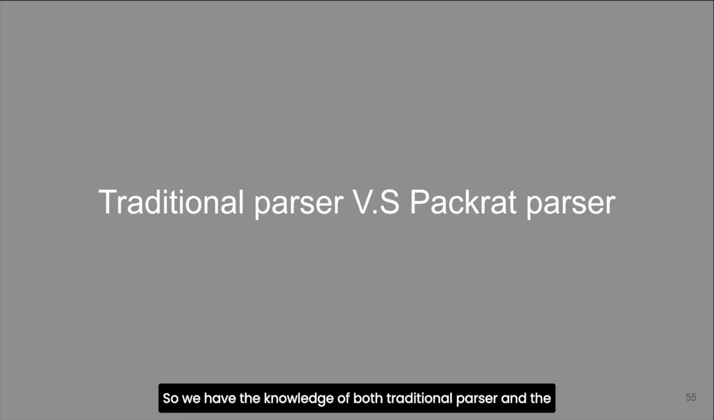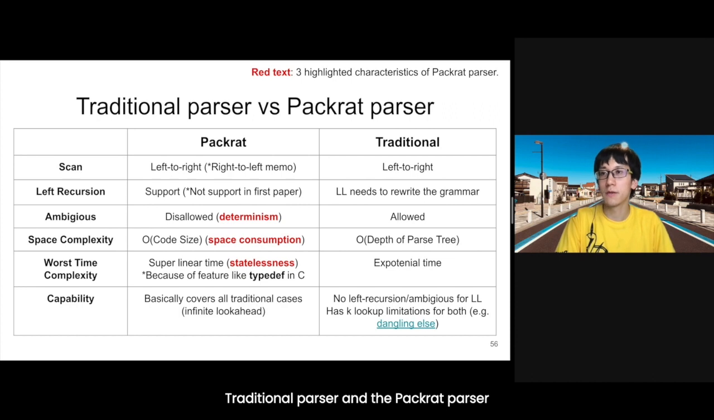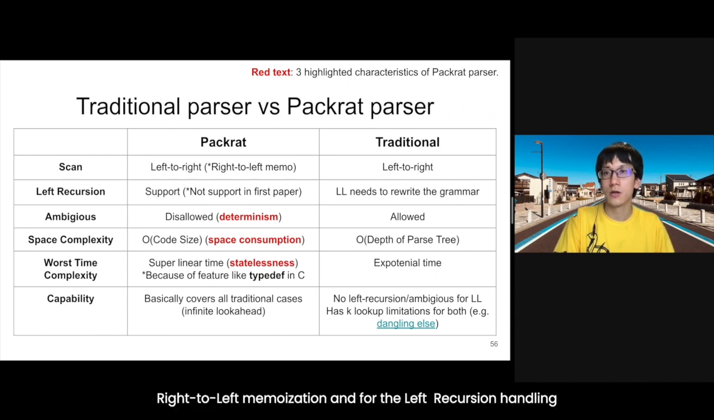So we have the knowledge of both the traditional parser and the PEG parser now. Let's compare the differences between them. The traditional parser and the PEG parser both scan from left to right, and the PEG parser additionally needs to run a right-to-left memoization. For left recursion handling, the PEG and LR parsers support it. For ambiguous syntax, the PEG parser disallows it. So there are trade-offs between the PEG parser and the traditional parser.